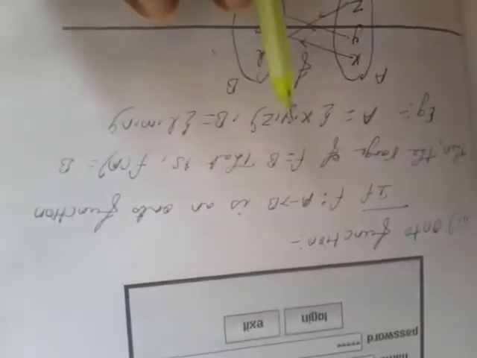If f such that A to B is an onto function, then the range of f is equal to B. So the range of f is equal to B. That means the codomain and the f value, the range value, are equal. That is called the onto function.